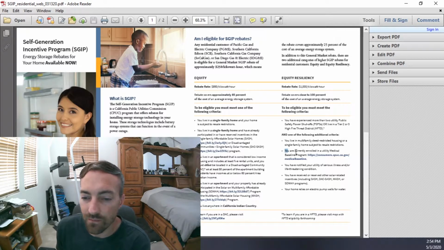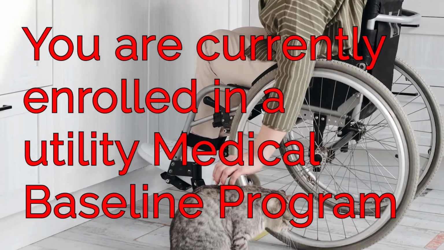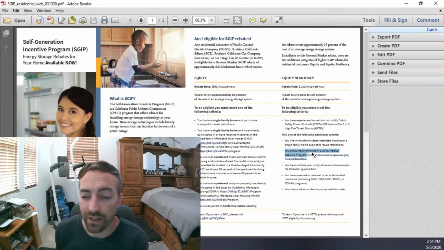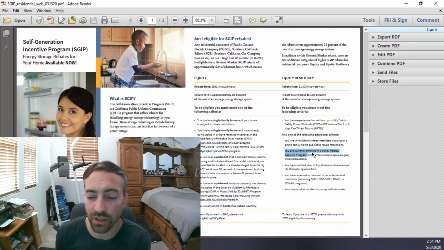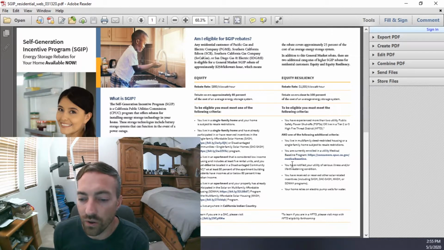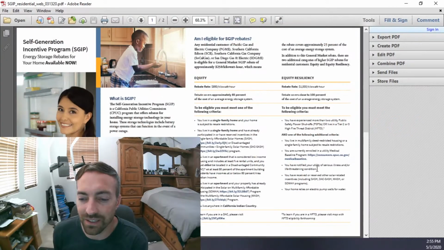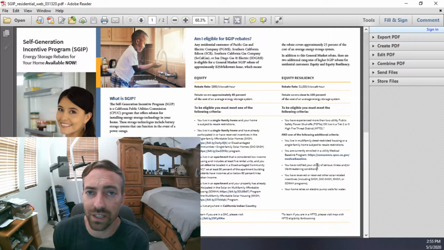But the main qualification that I see people using is a medical baseline bill. If your Edison bill says medical baseline on it, and you've reported to Edison and qualified for that, so you meet those two criteria, you're good to go. Or you've just notified a utility company of a serious illness or life-threatening condition. Now, this is a little bit vague, but really what this comes down to is a serious illness or life-threatening condition that requires you to need electricity.